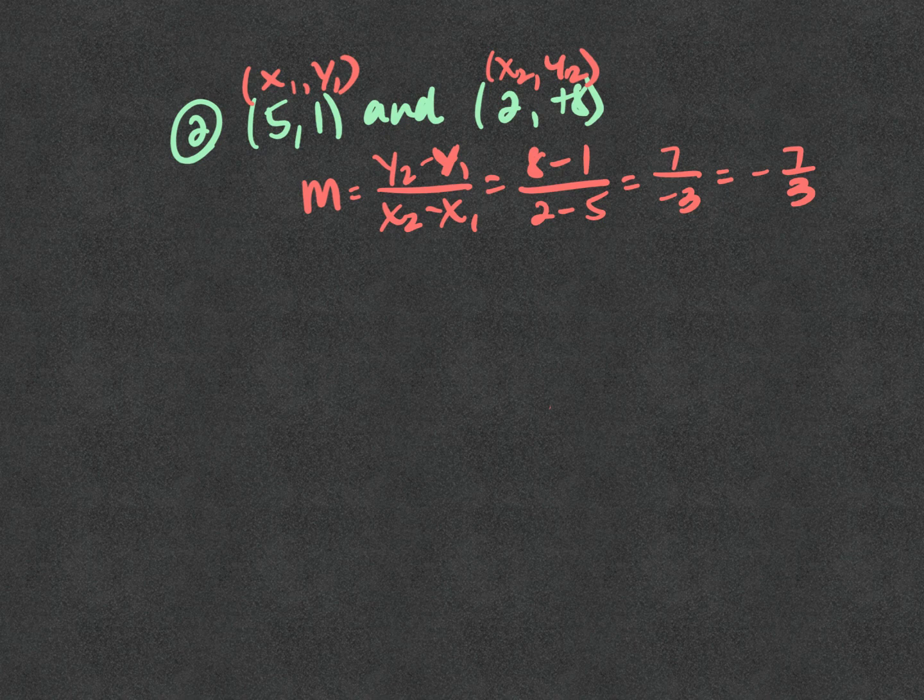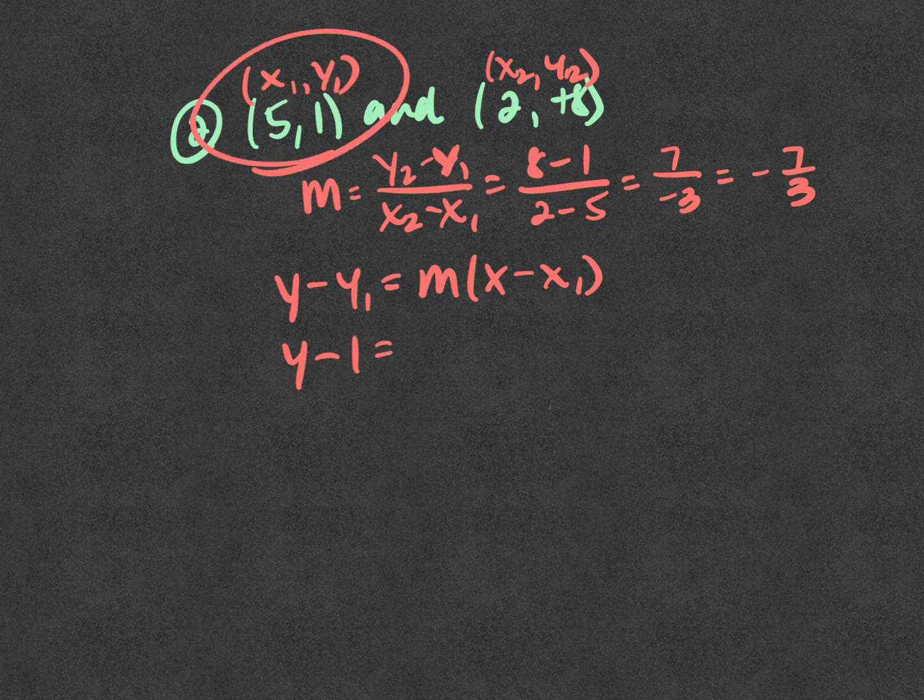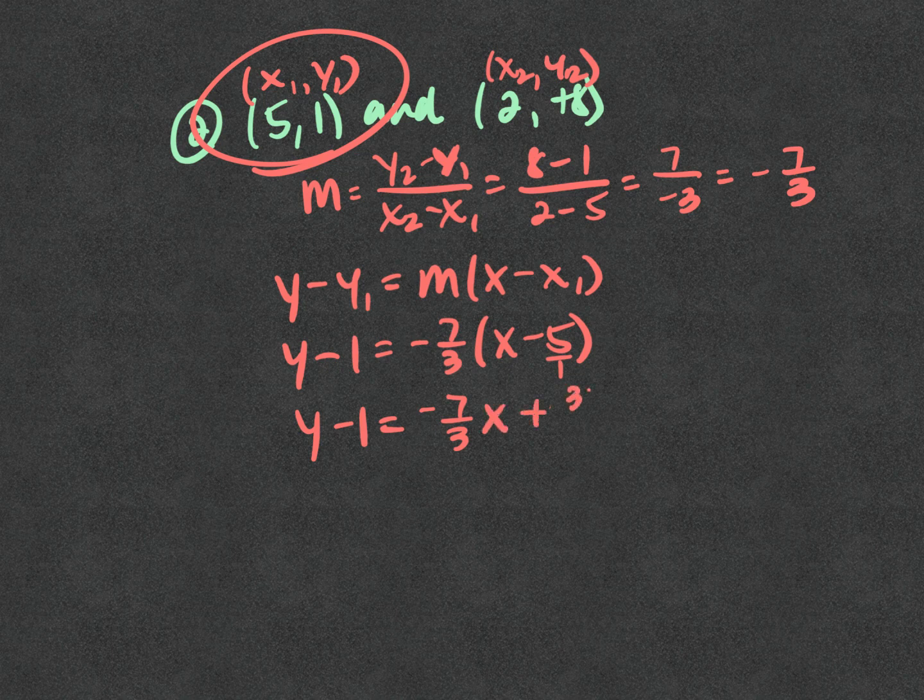All right. So now we're going to use our point slope formula. Y minus y1 equals m times x minus x1. So y minus y1 is 1. This is my x1, y1. You could choose either point. Our slope is negative 7 over 3 times x minus 5. Now this is technically over 1. So y minus 1 equals negative 7/3 x plus, 7 times 5 is 35, and 3 times 1 is 3.